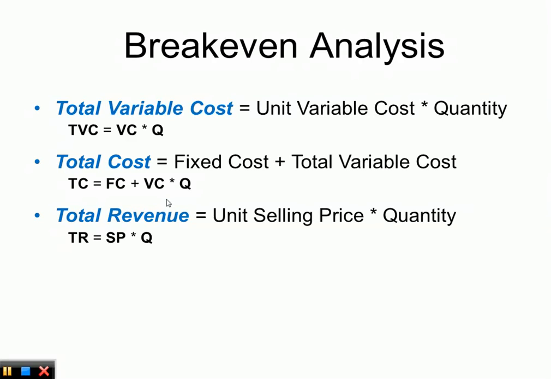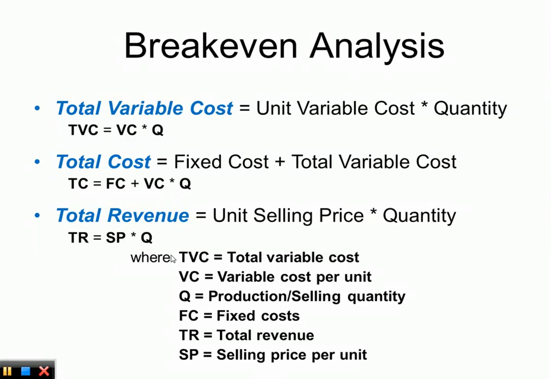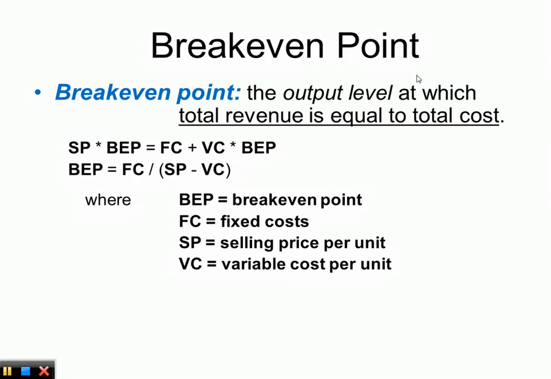And similarly, we can get the total revenue, and total revenue is unit selling price multiplied by the quantity. Therefore, we can abbreviate it as SP for selling price, meaning unit selling price, multiplied by the quantity. So again, these are the equations that are used in break-even analysis. Now let's go ahead and use them. But before we do that, let's also discuss what we are trying to find. What we are trying to find in break-even analysis is the break-even point, which is the output level at which total revenue is equal to total cost.